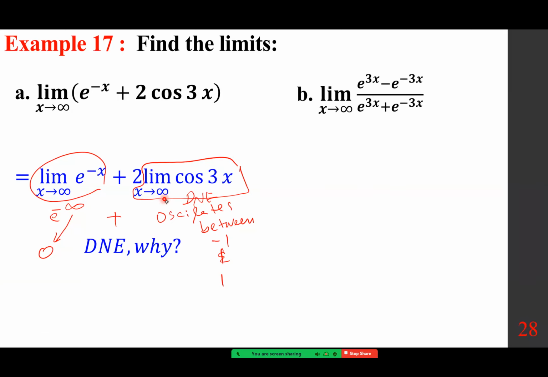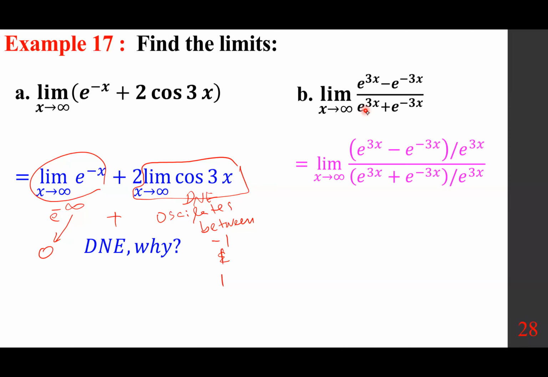What about this case? Remember, this is not a rational function because the top and the bottom are not polynomials. But the technique is still the same. Divide by the highest value in the denominator. Remember, in the case of a rational function, we divide by the highest degree term in the denominator. Now we are going to divide by the highest value, which makes it e to the power of 3x.